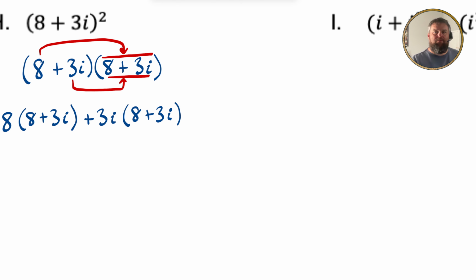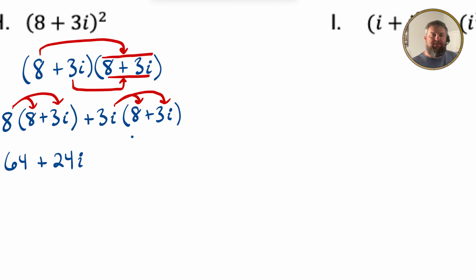So now we will distribute the 8 into the first parentheses here. So this becomes 64 plus 24i. Then I have 3i that I will distribute into both of those parentheses. So this becomes plus 24i plus 3 times 3 is 9, and then i times i is i squared.